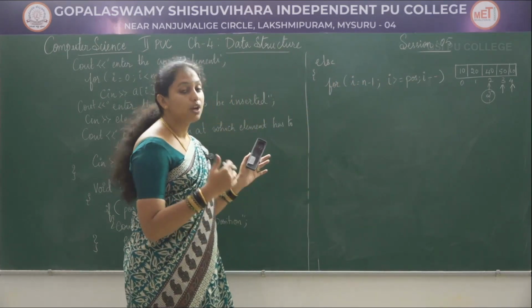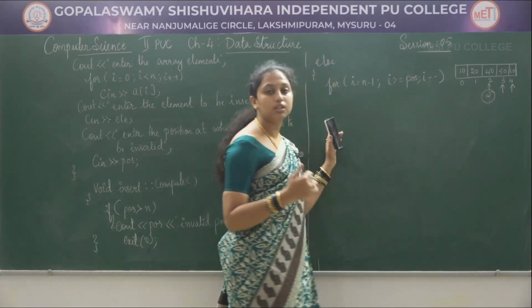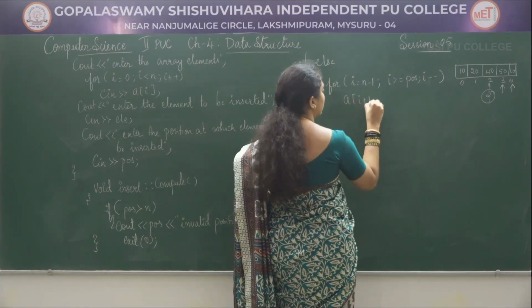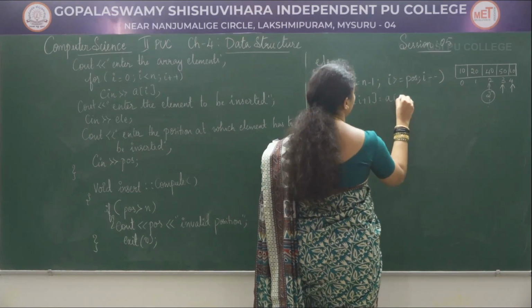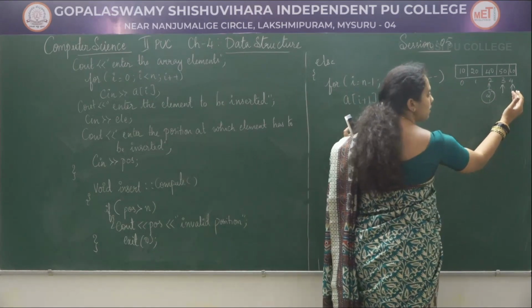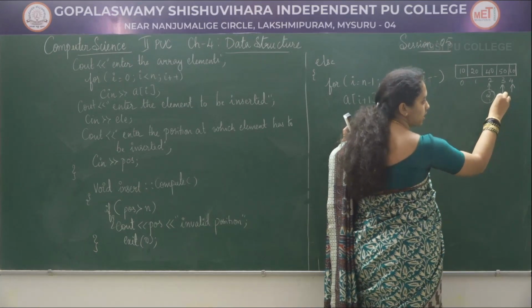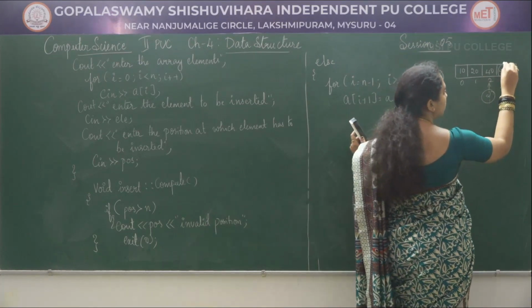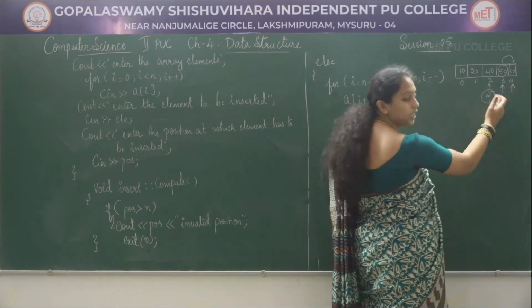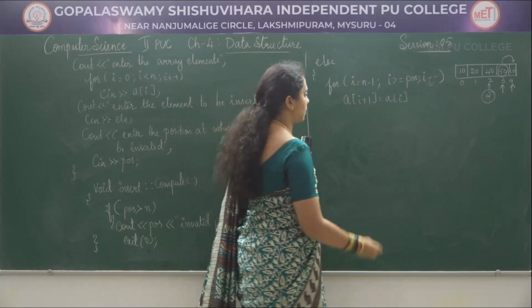So hence we can shift all the elements from the last position till the required position to its next higher position. That is A of I plus 1 is equal to A of I. So after shifting the last element to its next higher position, I have to shift the next lower position, that is the element 50, to the next higher position. For that I have to come to the lower position. For that purpose I have written I minus minus.